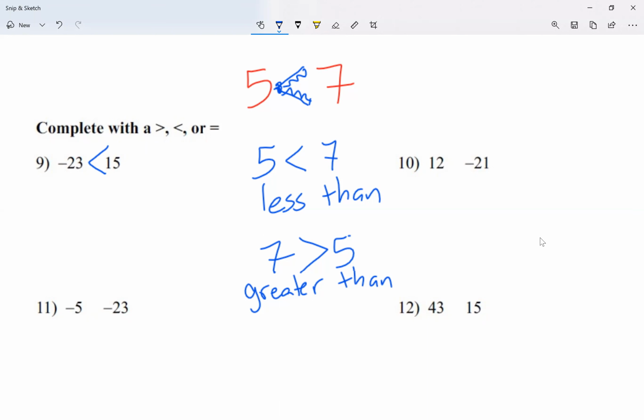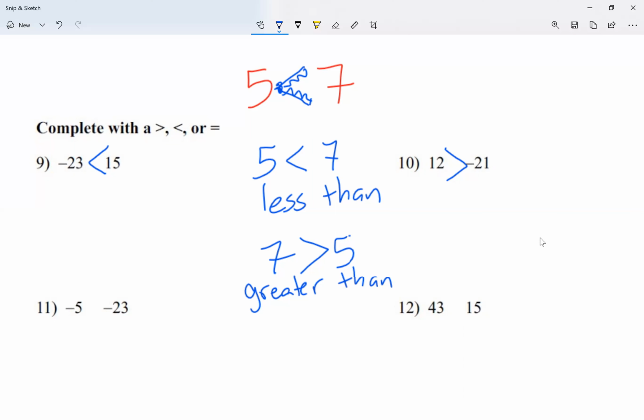Now, question number 10, I'm comparing positive 12 and negative 21. And I just said earlier, negatives are always smaller than positives. So in this case, this mouth will eat the 12. If they were both positive, 21 would be bigger. If they were both negative, 12 would be bigger. But here, because one of them is positive and one of them is negative, I just look at the signs to begin with.